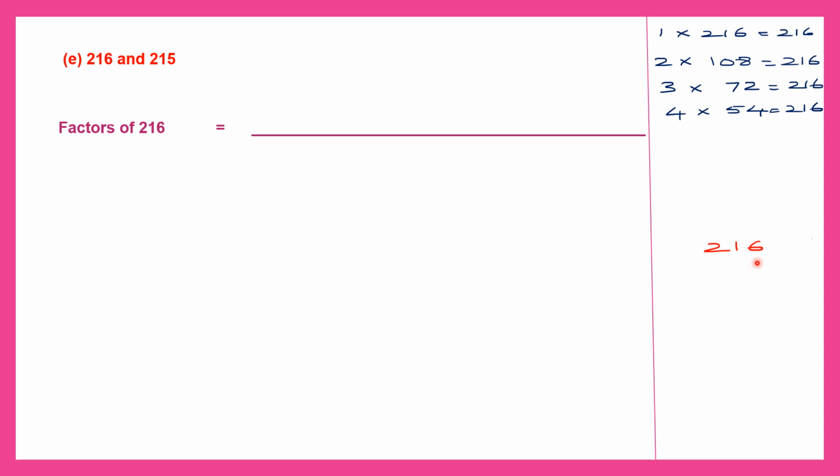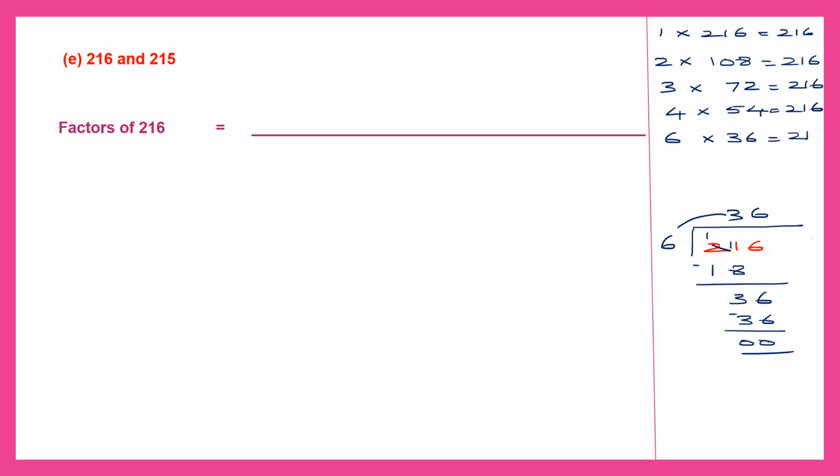Is it divisible by 6? This number is divisible by 6 if it is divisible by 2 and 3. And here we can see it's divisible by 2 and by 3. So let's do long division and find out 6 into what will give us 216. So let's begin with 21. 6 threes are 18, minus, so here we minus 11 minus 8 is 3, bring down 6. 36. 6 sixes are 36. So what have we got here? 6 into 36. So let's write that. 6 into 36 will give us 216.